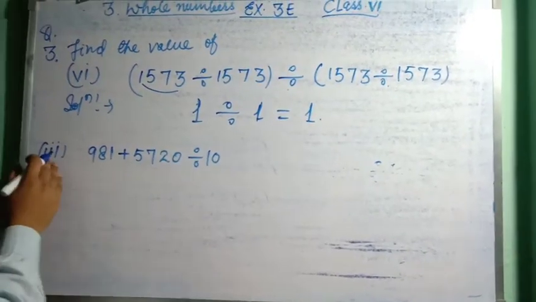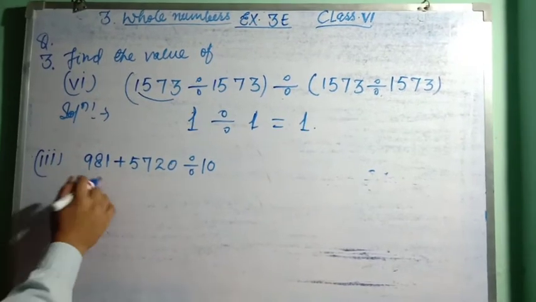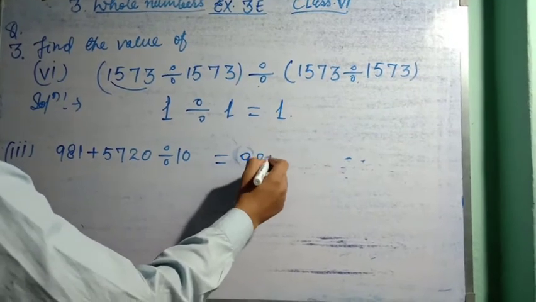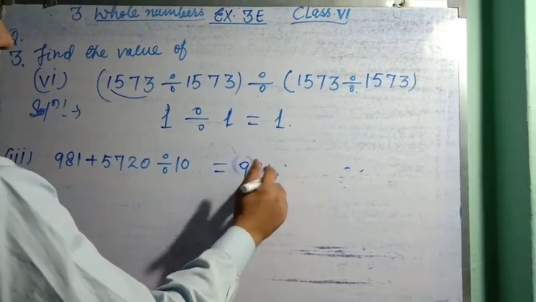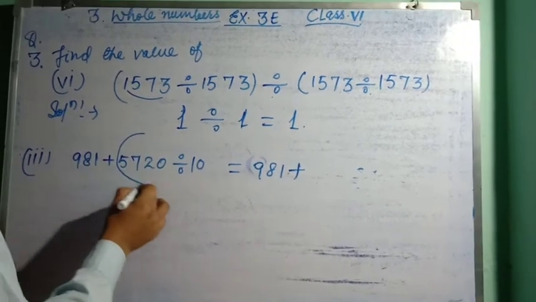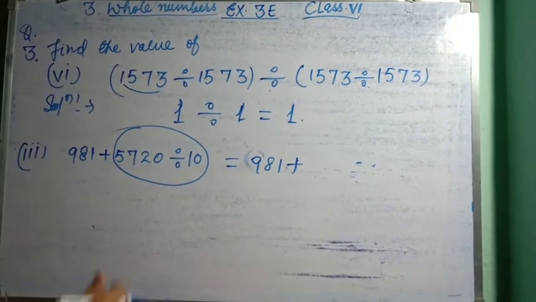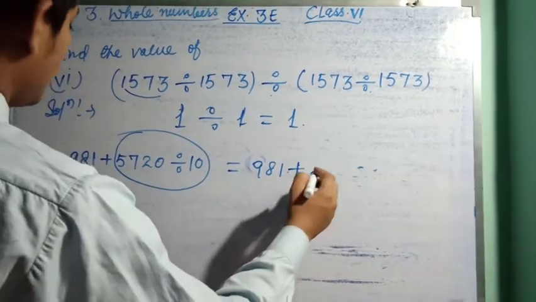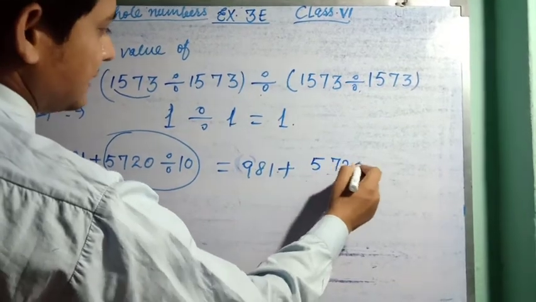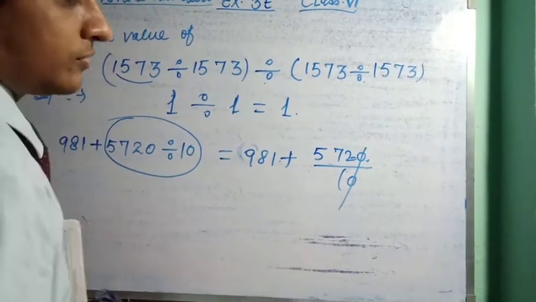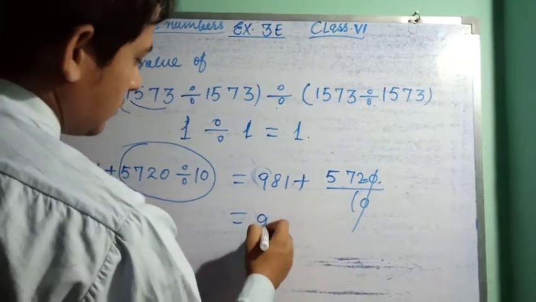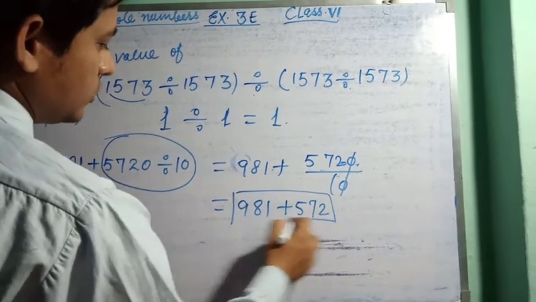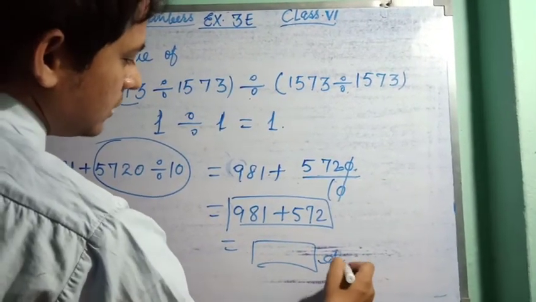Now next, the third question. This can be written as it is. First of all, write it as it is, 981. Then here is the plus sign. First we have to divide these numbers. We have to do the division first, then the addition. Now if we divide this number, it can be written like this, and the 0 will get cancelled. Now we have to add these two numbers, and this is your result, the final answer.